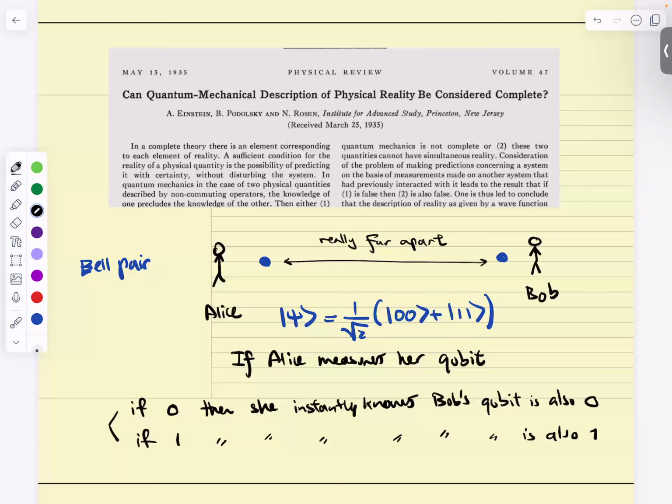Podolsky and Rosen. Yeah. Actually, I should look this up. There's a Rosen in physics. I wonder if it's the same guy.